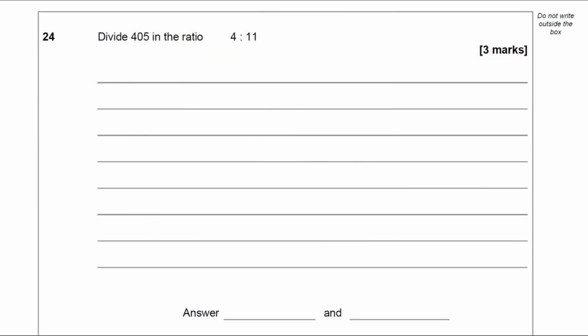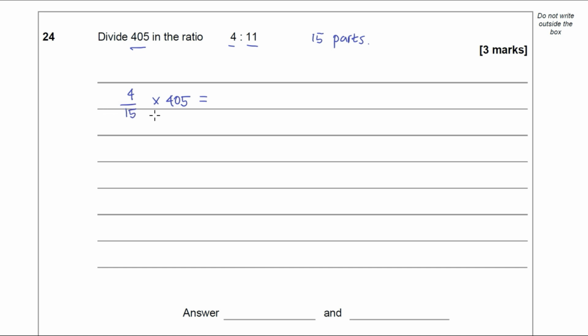Question 24. Divide 405 in the ratio of 4 and 11. We're going to divide this number into 4 parts and 11 parts. So in total we will need 4 and 11, it's 15 parts. Okay, let's do the first one. 4 out of 15 times 405, which is, we need to divide them.